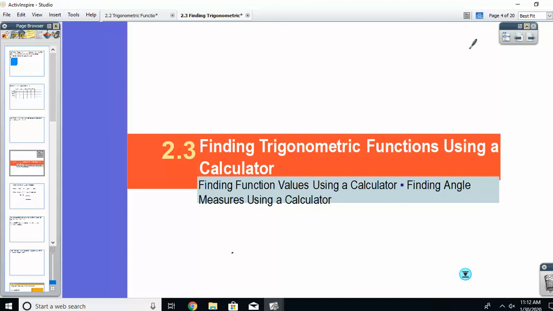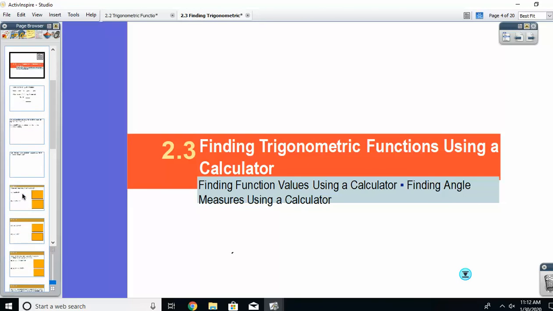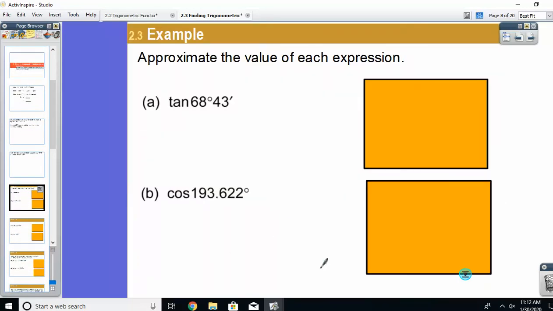So let's just practice putting in a few things and making sure that we can all get the same answer. I could give you something in degrees and minutes, and there is a way to do degrees and minutes on your calculator, but it's probably just faster to put it in like this. I want you to push the tangent button. Every time you do that, it automatically opens a parenthesis for you.